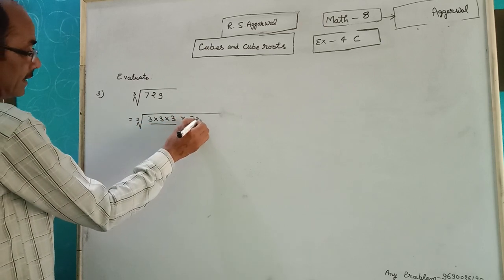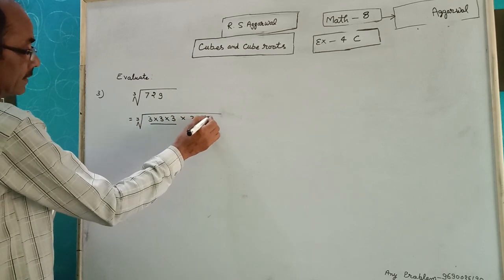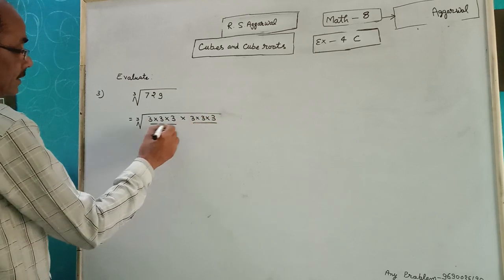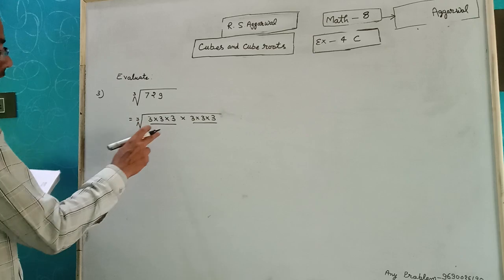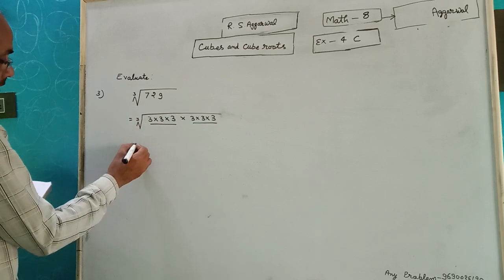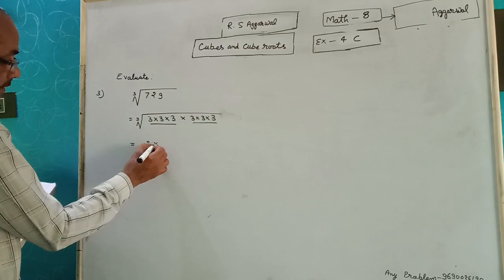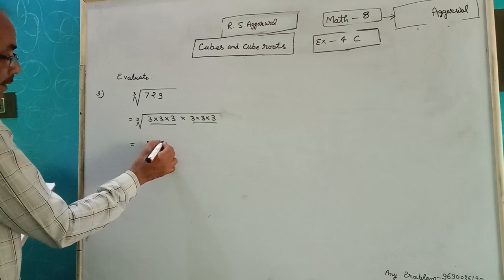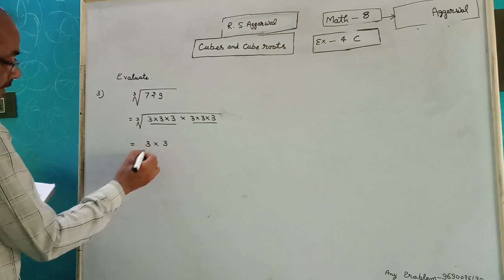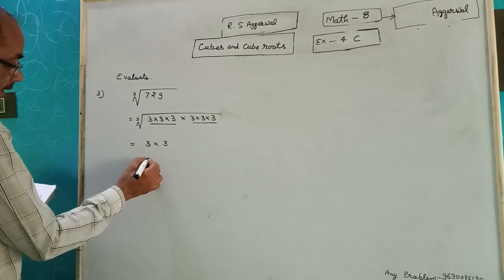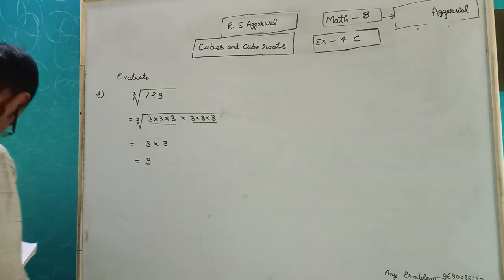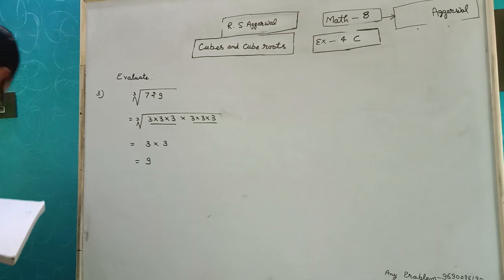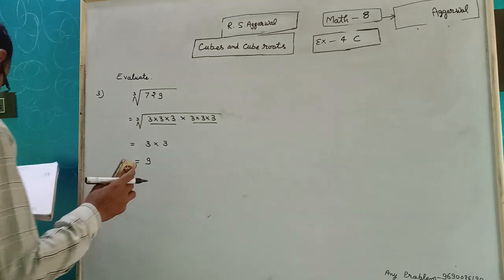First pair and second pair will be factor of 729. Find out the one from the one pair. 3 3 is 9. 9 is cube root of 729.